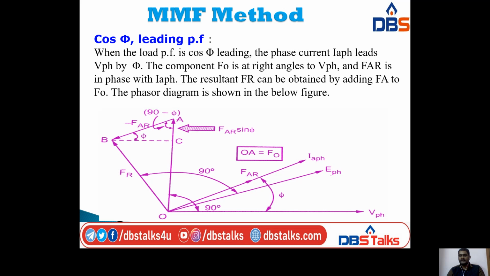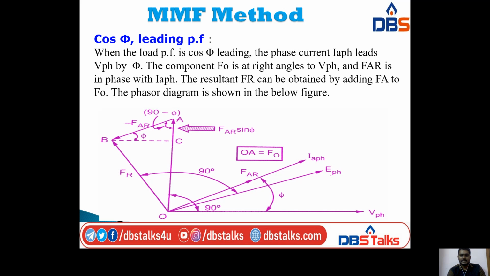So the resultant FR can be obtained by adding FAR to F naught. The phasor diagram is shown in the below figure. So this is the phasor diagram for the leading power factor. Here the IA phase, that is the phase current, leads the V phase by angle phi, and the component F naught is at right angles to the V phase, and FAR is in phase with IA phase for the leading power factor.